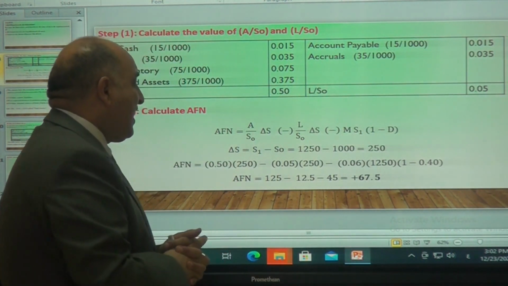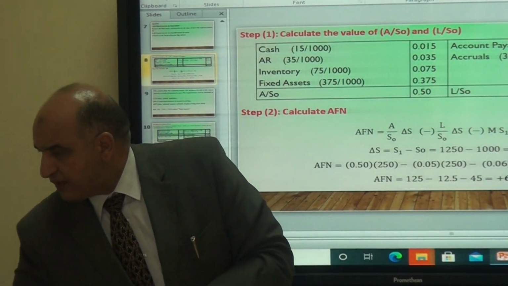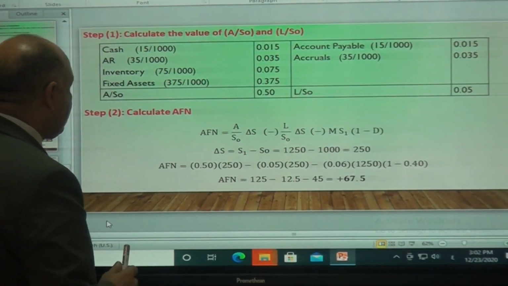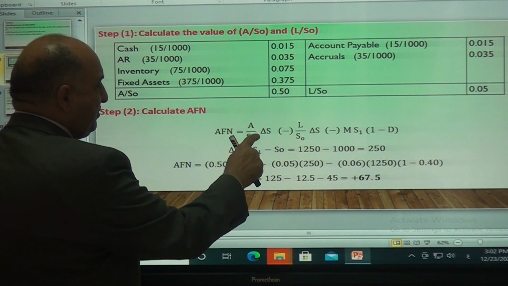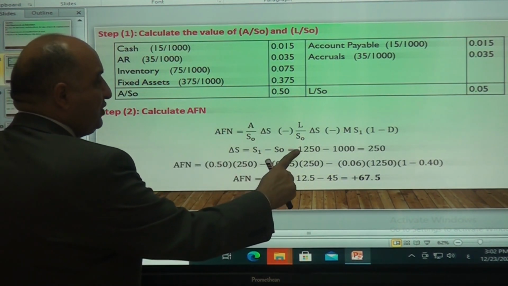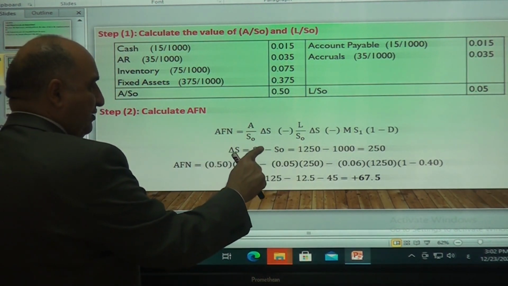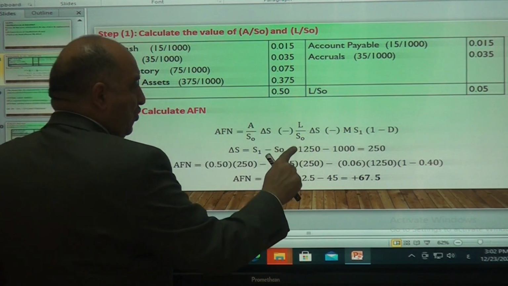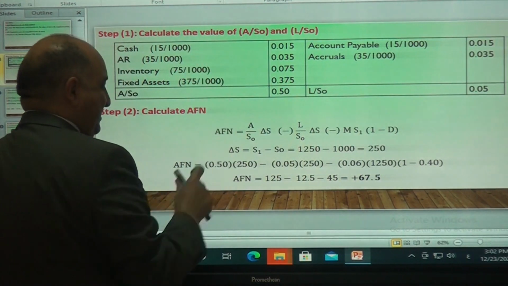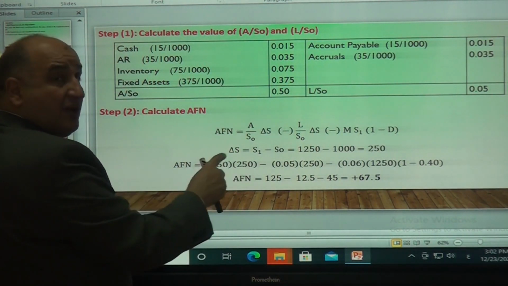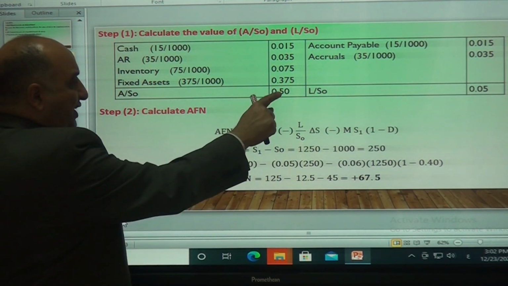Now we can apply our equation. Our equation, what will it be? Okay, remember delta sales, which equals new sales minus old sales. Delta sales, new sales S1 minus S0. So 1,250 minus 1,000 equals 250. This is delta sales. Okay. Now we can apply our equation. A divided by S0, we calculated it equals 50%.